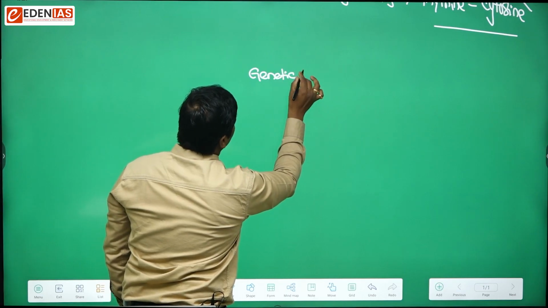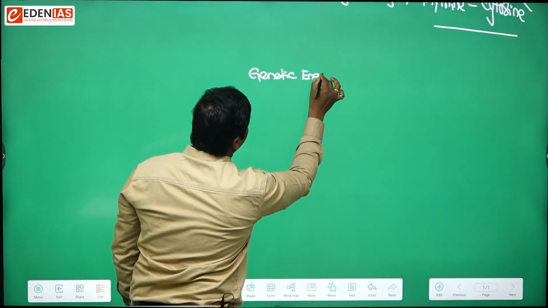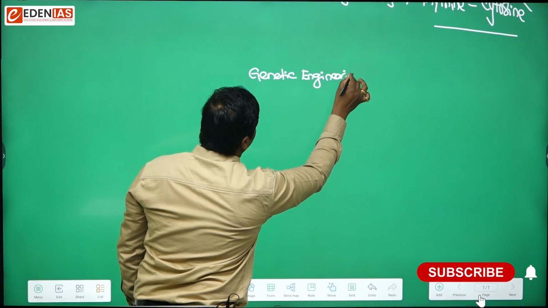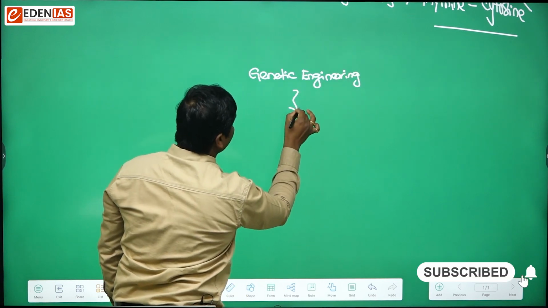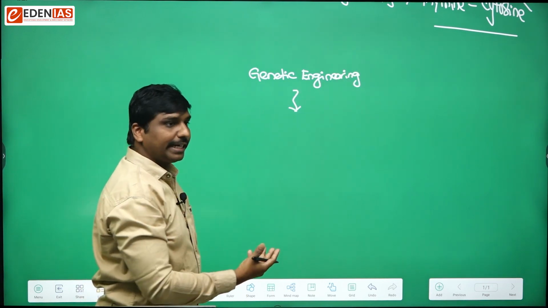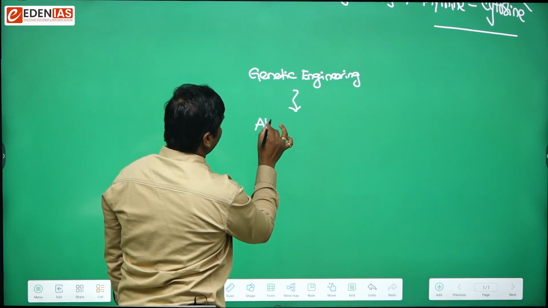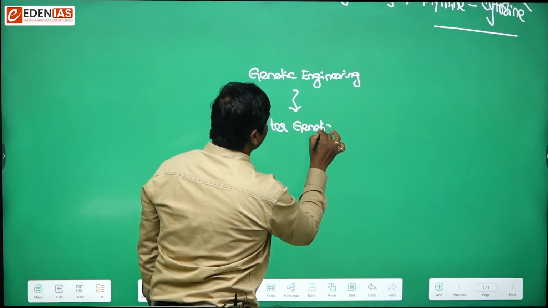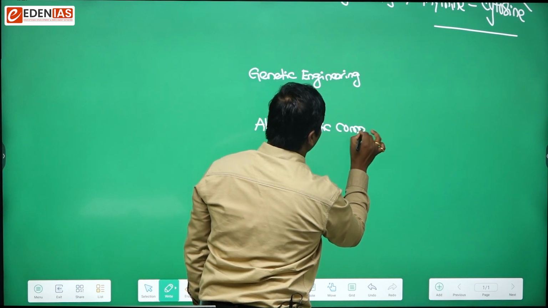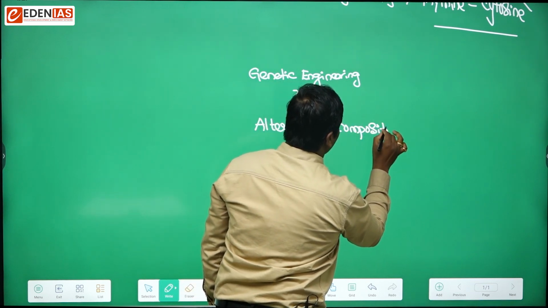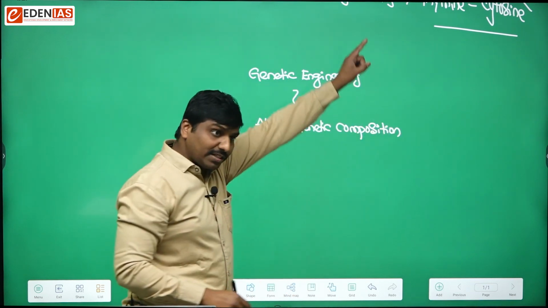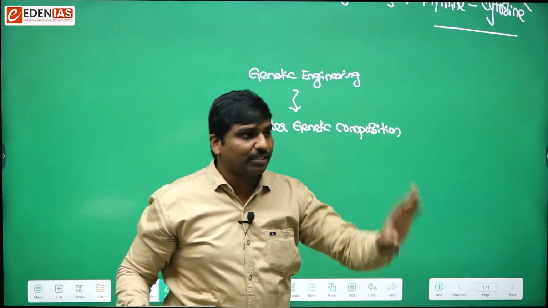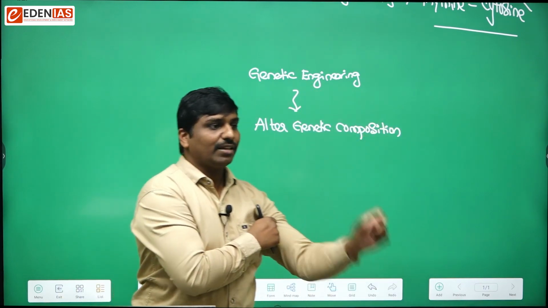In genetic engineering, what will we be doing? We will try to alter the genetic composition. Altering the genetic composition means we will try to change the structure of the DNA. So that is one thing.